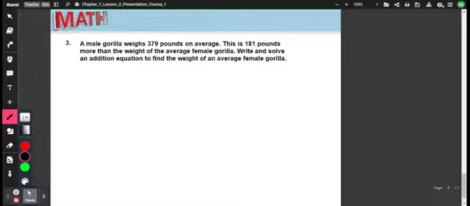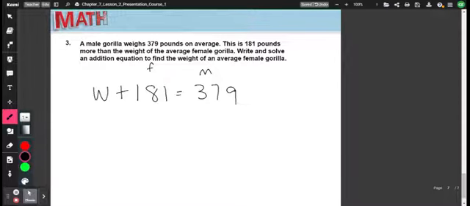the difference in weight, I'm going to put W, plus 181, because that's how much weight a female has. We want to look for the total for a male, which is 379. So we need to find out how much this W is going to be worth. We're going to subtract 181 because that's how much a female weighs, and we want to find out how much more a male weighs. So we subtract 181 from both sides.